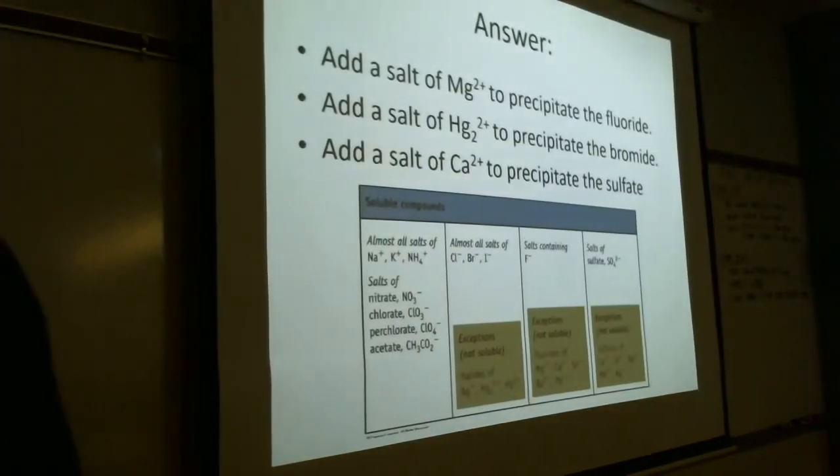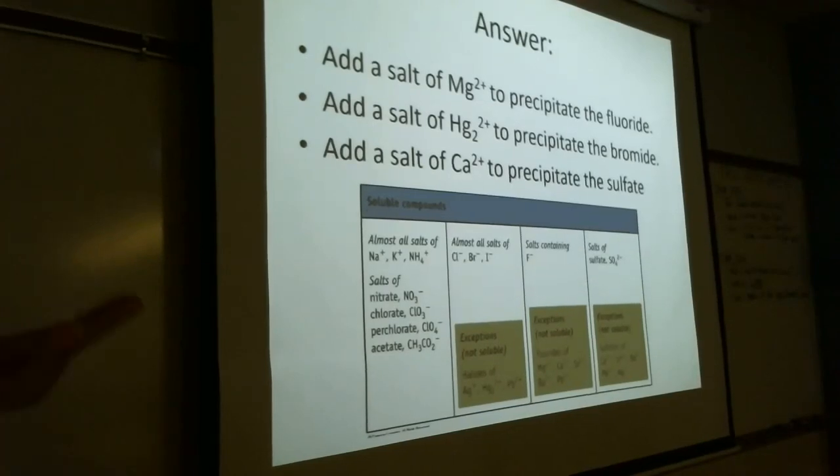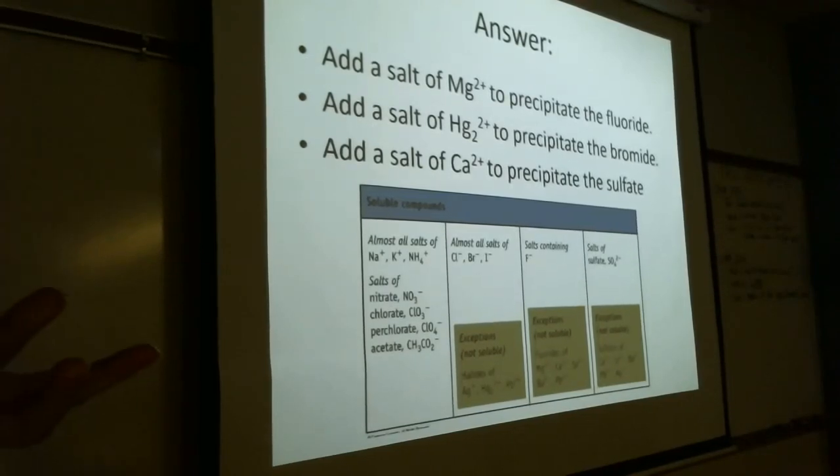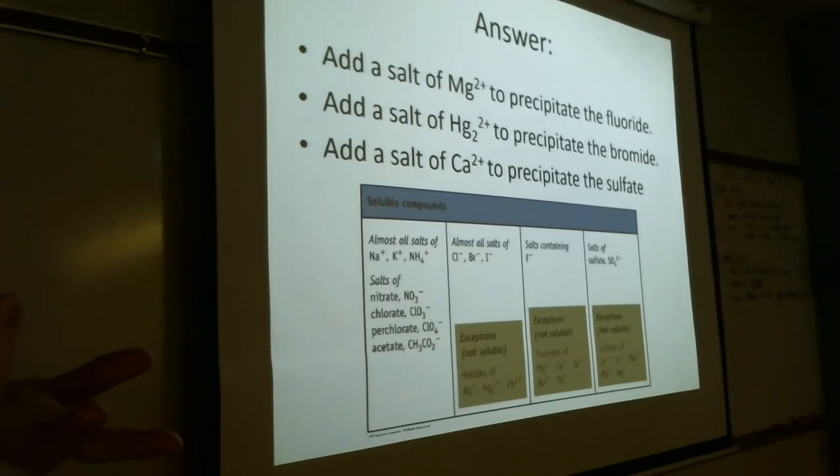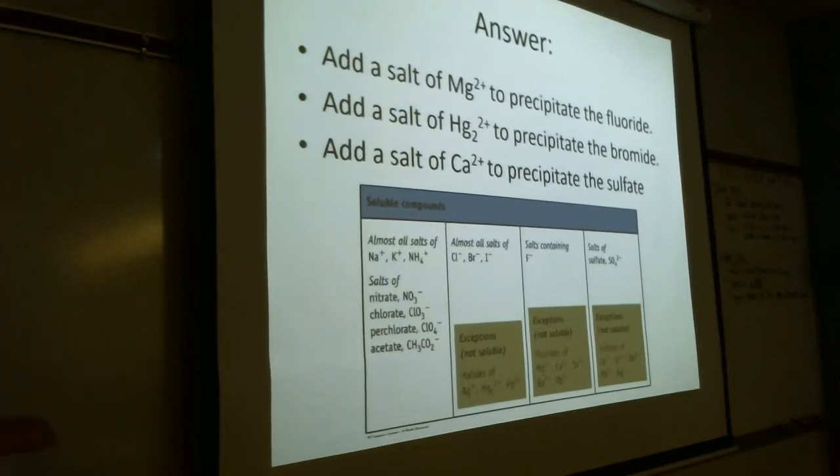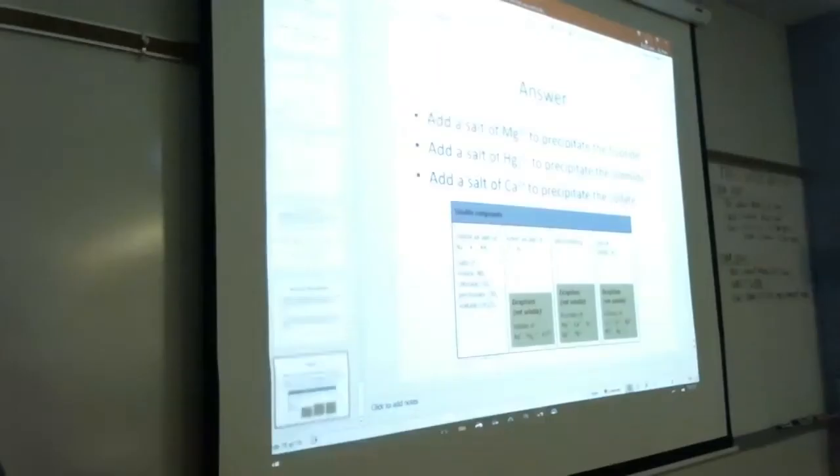This is called selective precipitation, and it's a neat lab technique that you can use to separate out ions that are typically pretty soluble. So if you've got ions that are really, really soluble, what are some ways you could separate them? All right, so that's where we're going to stop for today.